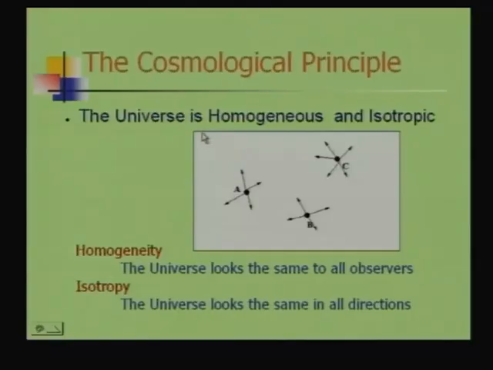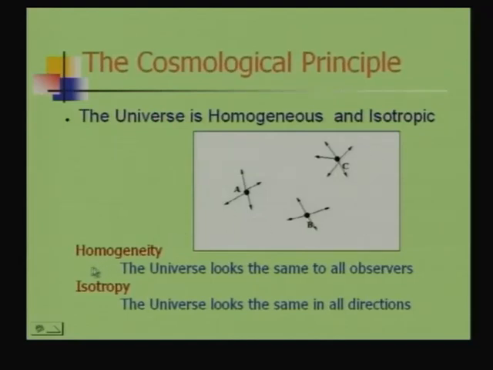Let us get some kind of an intuitive feeling for what we mean by the statement that the universe is homogeneous and isotropic. So this picture over here shows you a part of the universe. Bear in mind that the universe we refer to is all that exists, and I obviously cannot show you the whole of the universe in a diagram. So this is just a part of the universe.